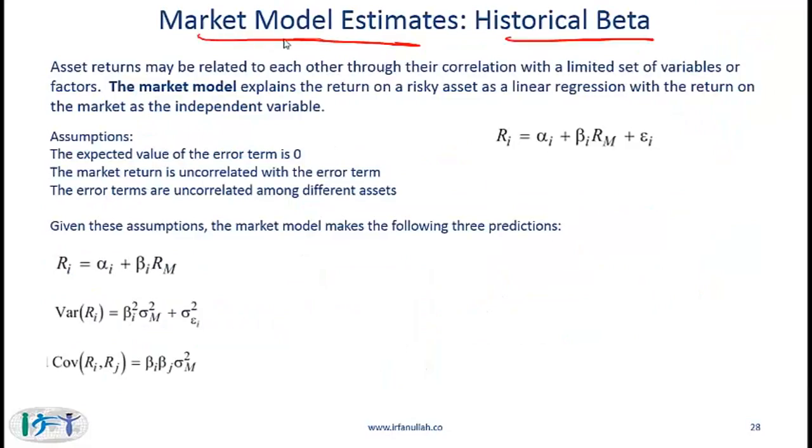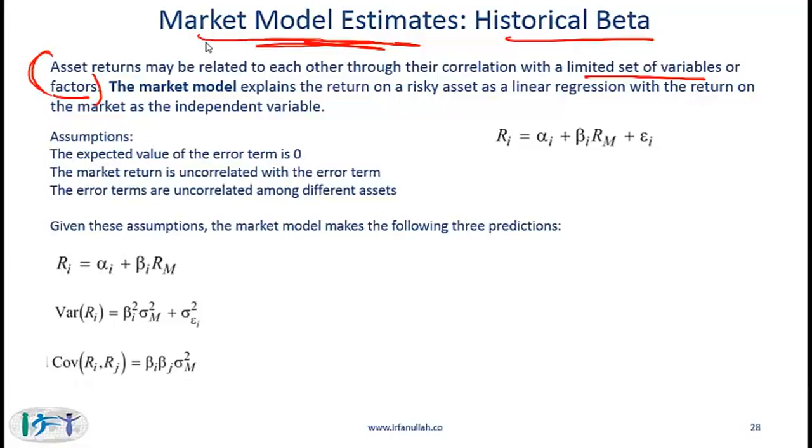Next we come to market model estimates. So first I'll make a larger point. Asset returns may be related to each other through their correlation with a limited set of variables or factors. Now, why are we making this remark? Recall, one of the issues with the historical method is the number of estimates you need to come up with. So it would be nice to find a model where we don't have to deal with that many estimates. So if we can find some variables or factors such that lots of asset returns are related to those variables, then we don't need to come up with that many estimates.